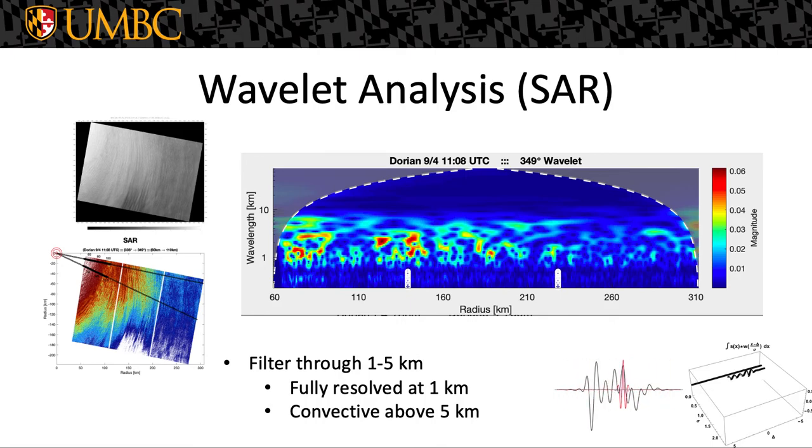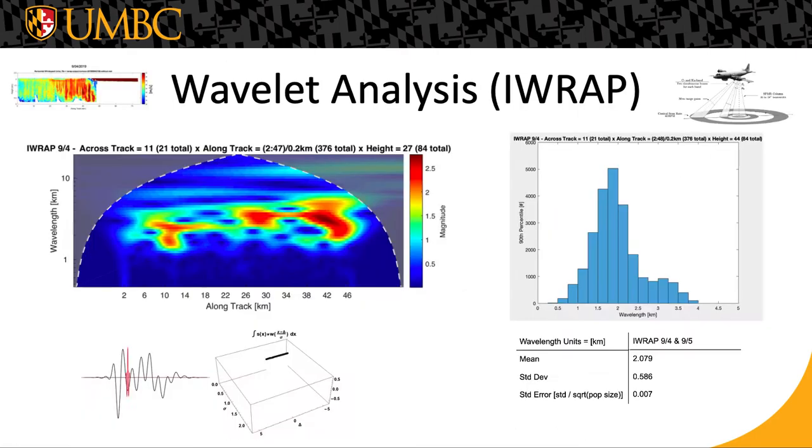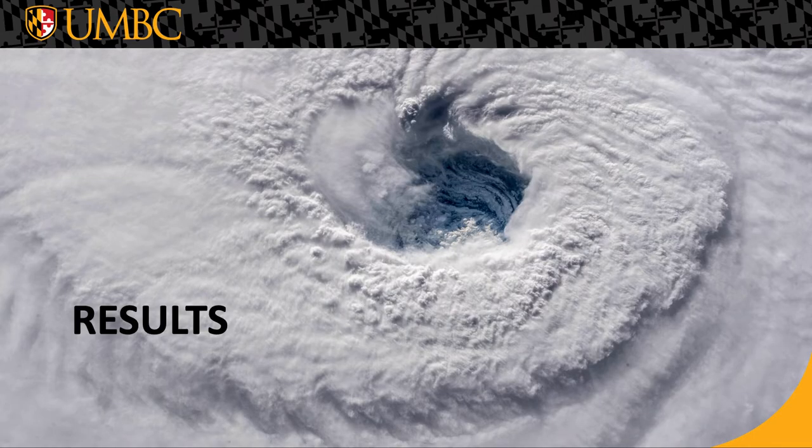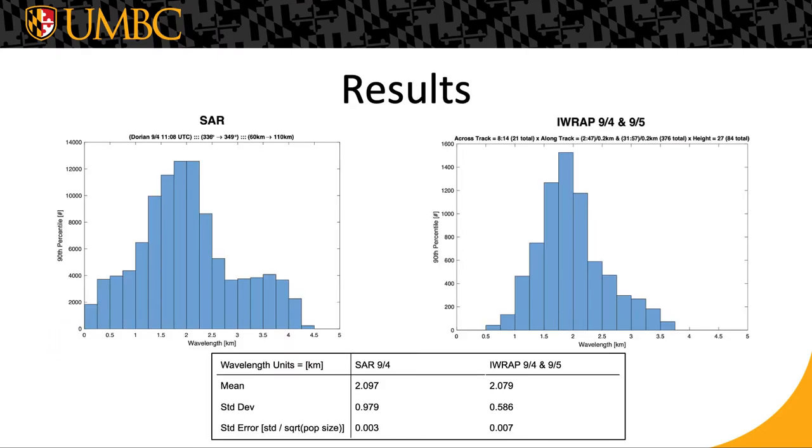So we do this with our SAR data as a whole, and we get our retrievals. I'll just skip over to the results here. We do it with the IWRAP as well, and we have multiple data sets, including Hurricane Dorian, Rita, Ike, and Isabel. We have our results here that are somewhat Gaussian, of a peak at around 2 kilometers. So the turbulent eddies exist from 1 to 3 kilometers here, with most of those turbulent eddies being at a wavelength of around 2 kilometers.